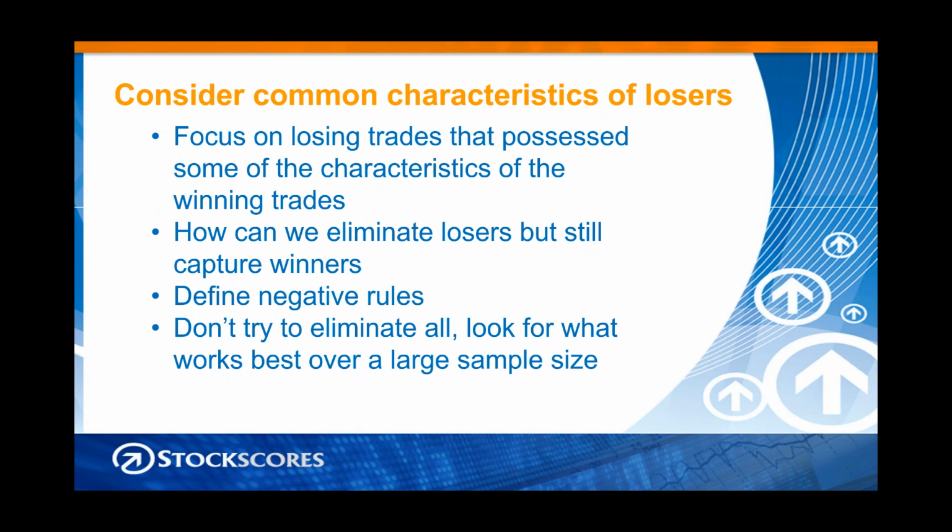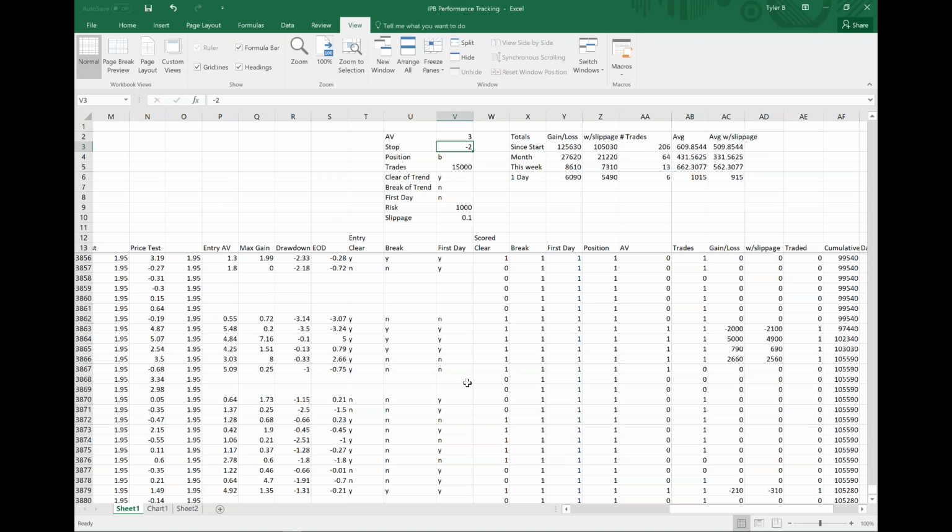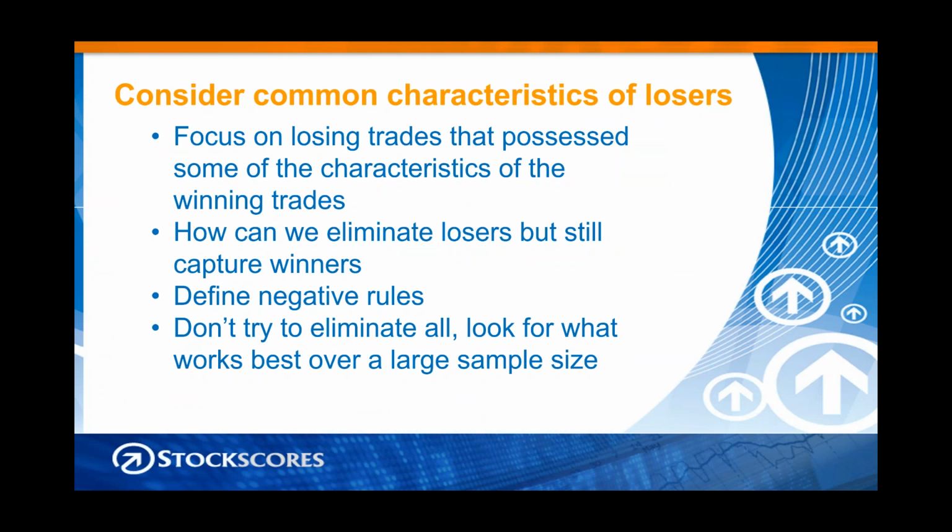Now, once I've come up with what I call my positive rules, so these are the rules for when I'm going to buy, what I then do is I start to look at trades where it failed. So I'll go back into my spreadsheet and I'll look for losers. So for example, this stock today, which was DMPI, was a loser. It lost $2,100. So I'm going to look for what are the characteristics of the losers that aren't characteristics of the winners to try to add a few more rules that will eliminate some of the losers but still capture the winners. And this is that ongoing process of defining rules.